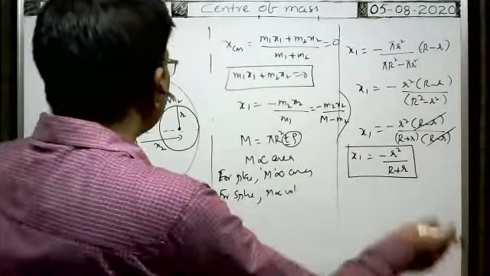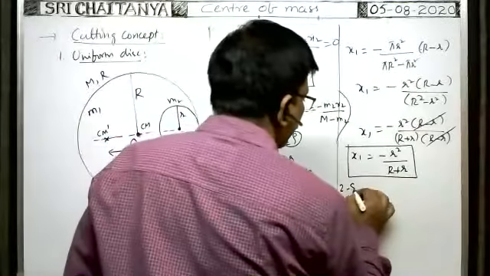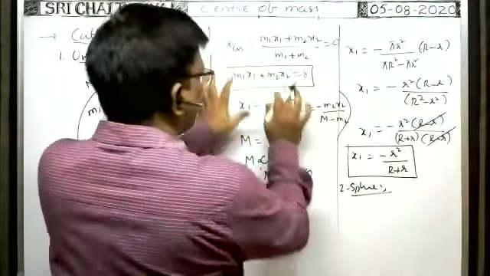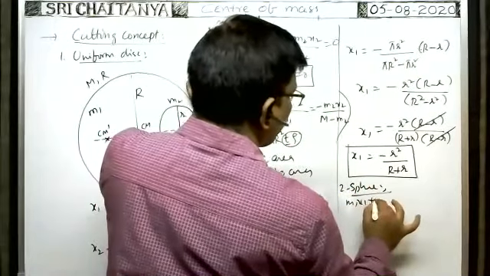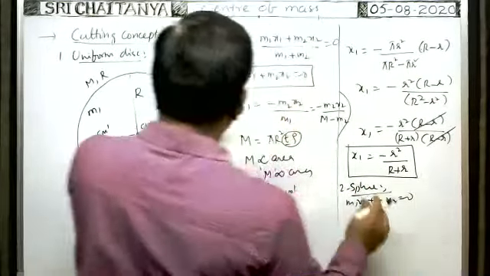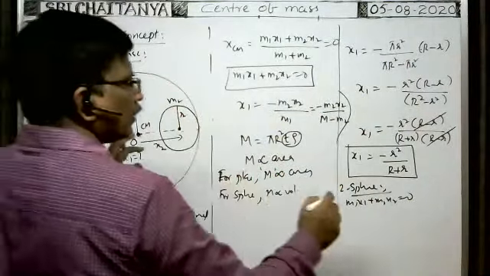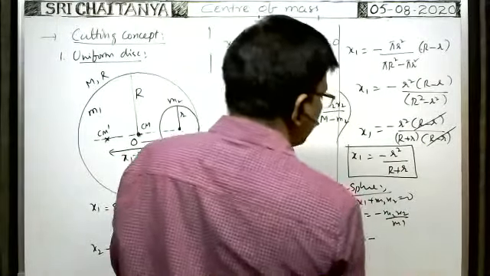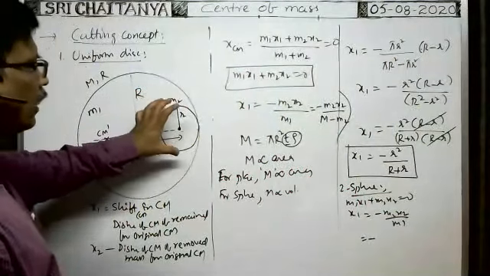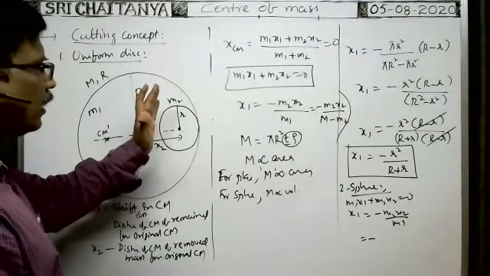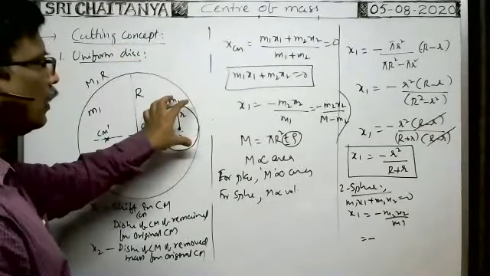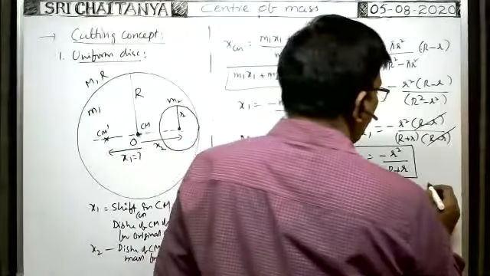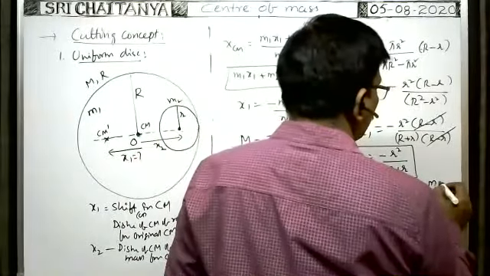Similarly, suppose sphere is there. In case of sphere concept, if it is the sphere, formula is same. Formula is this formula only. m1 x1 plus m2 x2 is equal to 0. Same diagram also. If it is sphere, then x1 is equal to minus m2 x2 by m1, m2 mass of the removed sphere. Mass of the removed sphere is directly proportional to their volume. Removed part is sphere, original part is also sphere. That's why mass of the removed part or mass of the original part both are directly proportional to their volume.